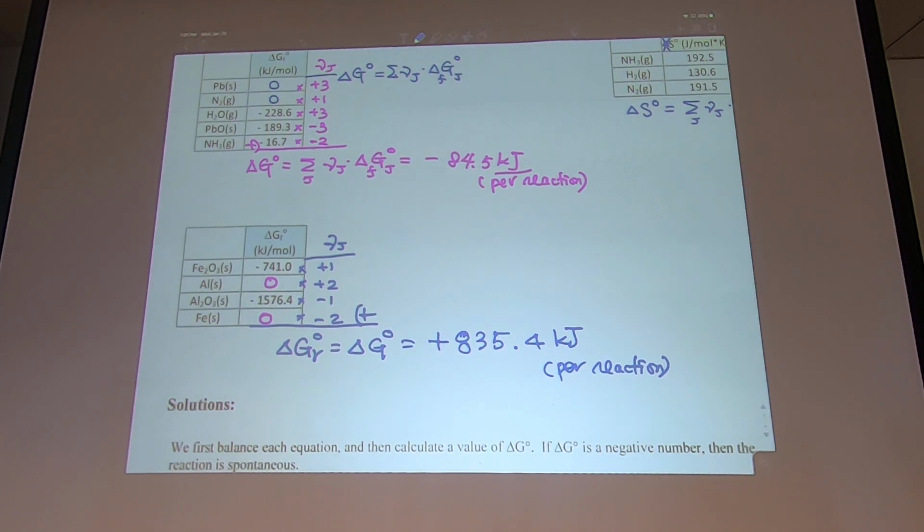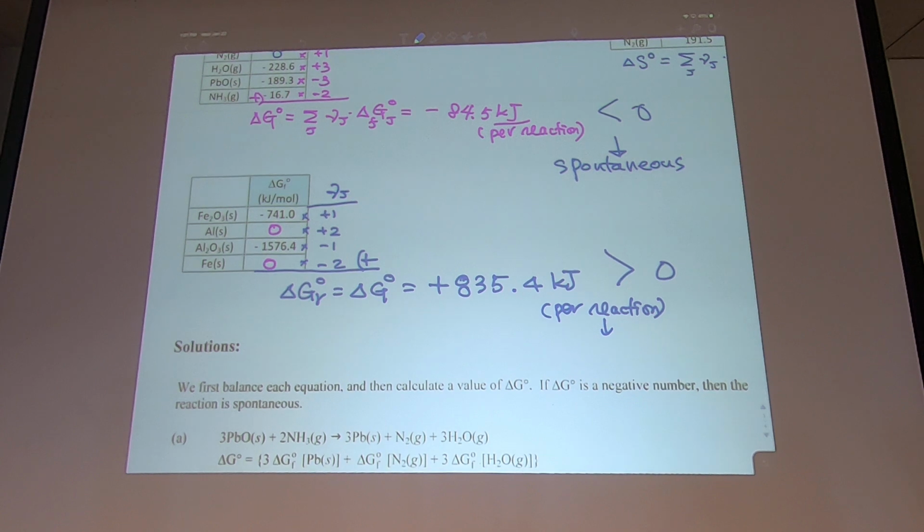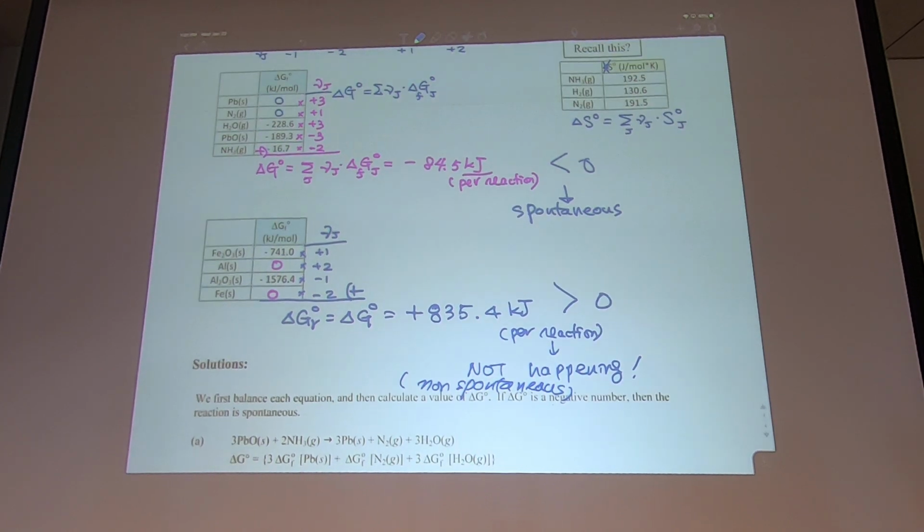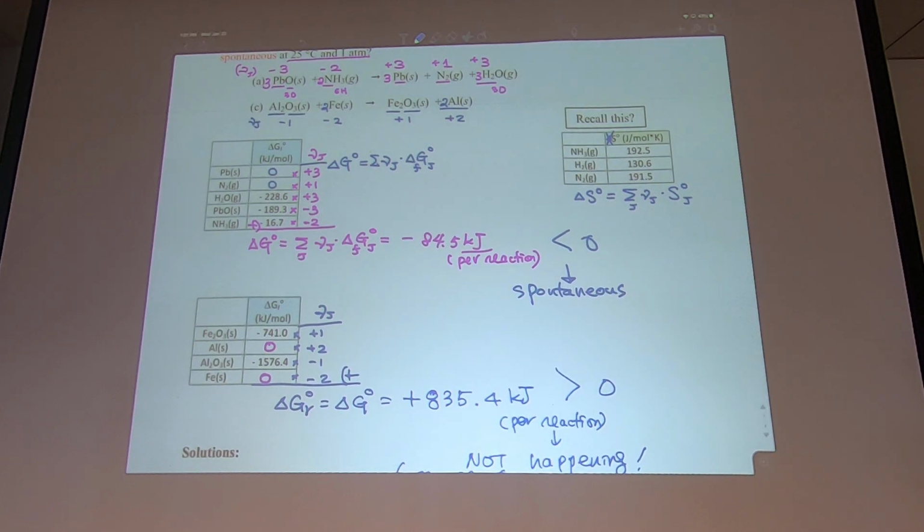Okay, so here's a case. One is negative, this one is positive. These are two contrasting examples. When your delta G goes down, this is spontaneous. This one is not happening, right? So it is non-spontaneous. You should learn the scientific language: non-spontaneous. So that's not happening.